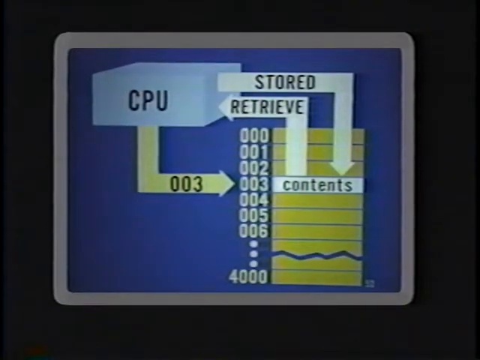Thus, main memory consists of thousands of storage locations. Each location is identified by its own unique address, so that the CPU can go directly to any memory location and either store a word or retrieve a previously stored word.